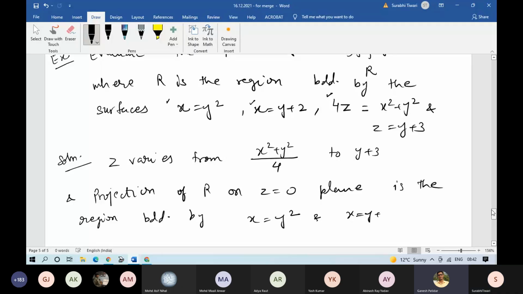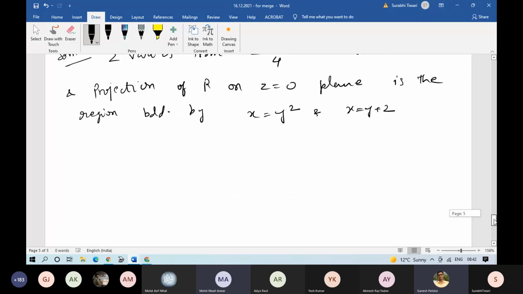ये है, अगर हम जो भी रीजन है हमारा R रीजन, उसका प्रोजेक्शन xy प्लेन पे लें, तो कितना पोर्शन, how much portion of the region is coming in xy plane, this curve is coming and this curve is coming in xy plane, ठीक. So these two will give the values in xy plane.